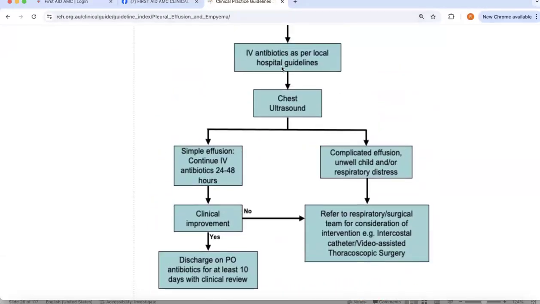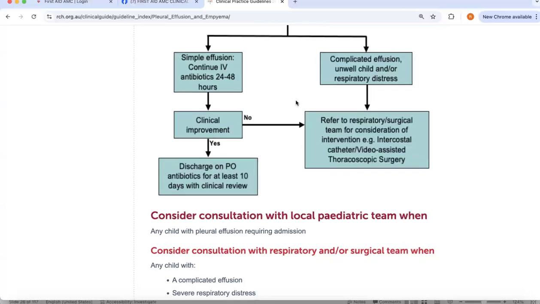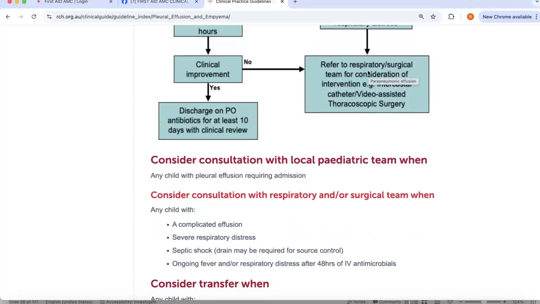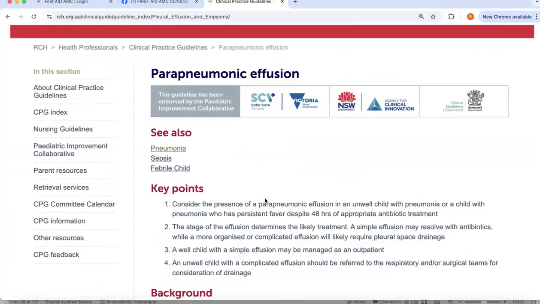Again, you started IV antibiotic, then you do an ultrasound to quantify how much fluid there is and if it is simple or complicated. Simple effusion, you can continue for 2 more days of antibiotic and see how the patient is doing. If they deteriorate, or if there is already complicated effusion on the ultrasound, then you need to involve a respiratory or surgical team. And what they would do, they can do an intercostal catheter to relieve the effusion, or even VATS. Okay, so this is all about pneumonia, guys. So make sure you read from RCH. It is very important.